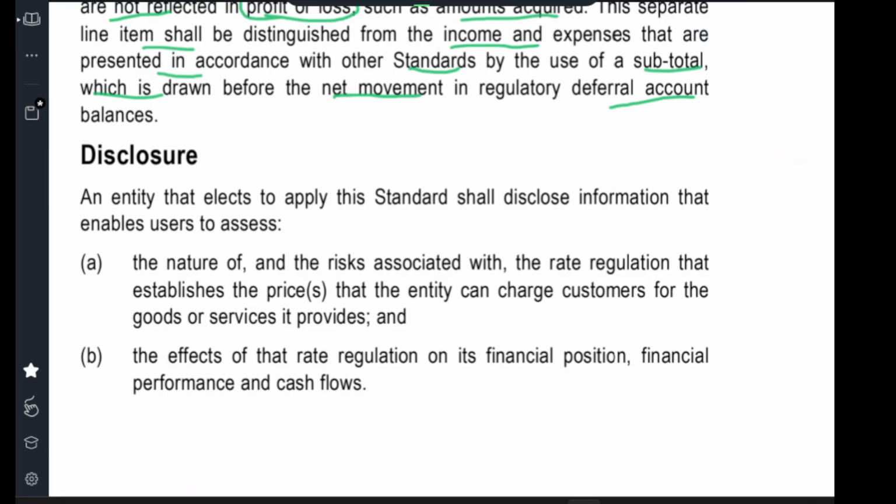The net movement should be in a separate other comprehensive income line item. That separate line item should be there, stating the net movement, that is, the net effect.